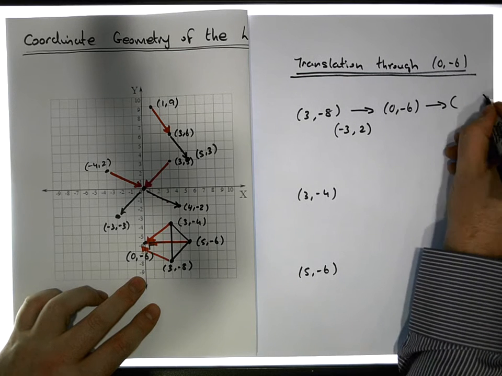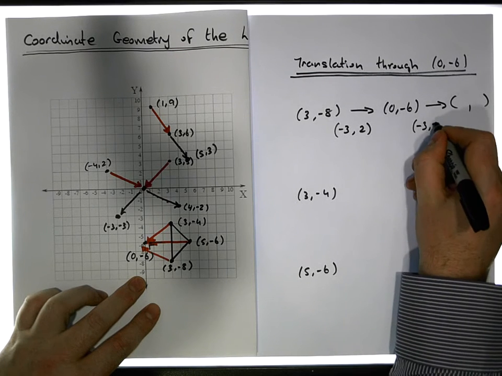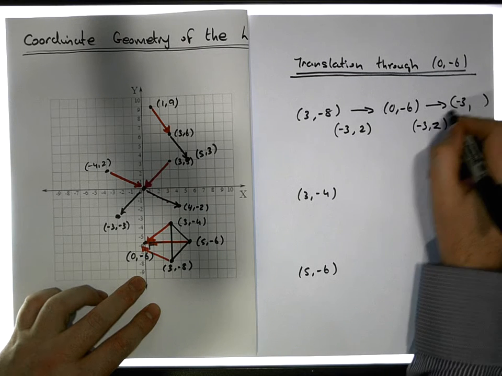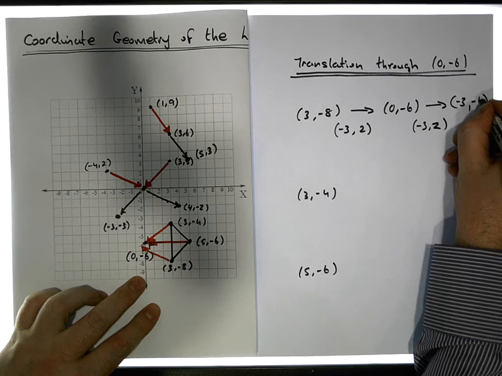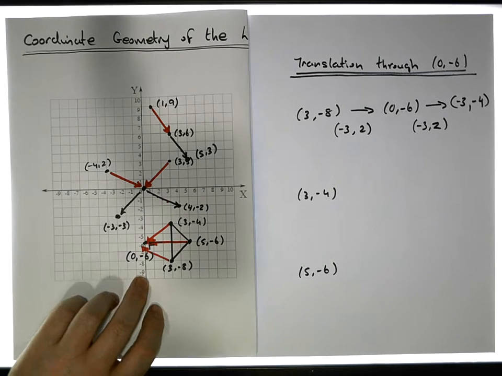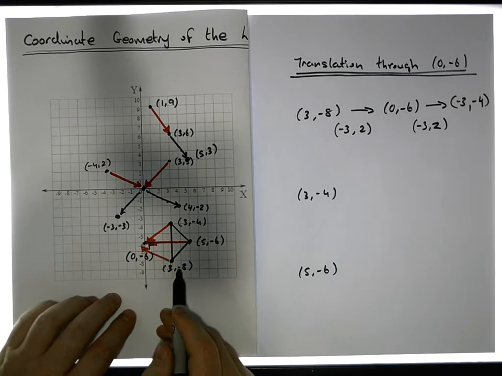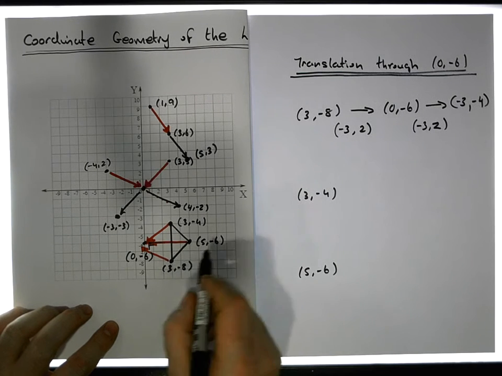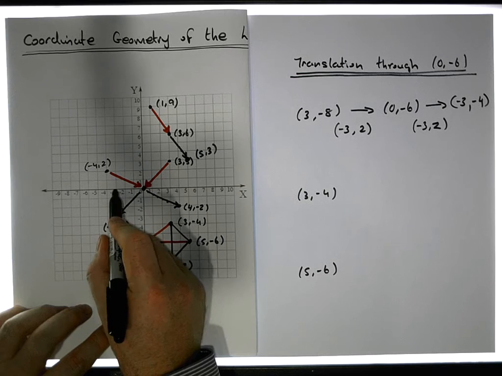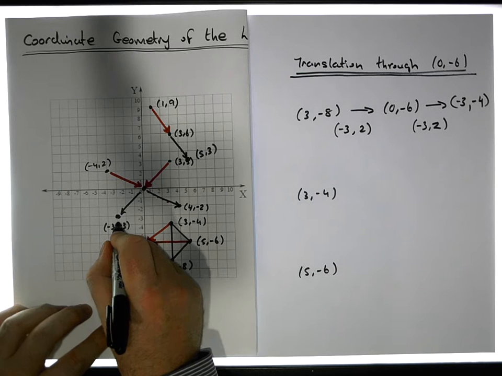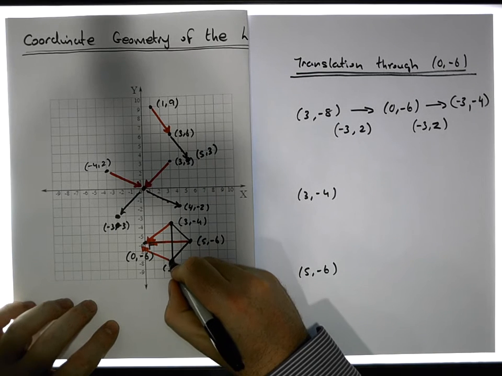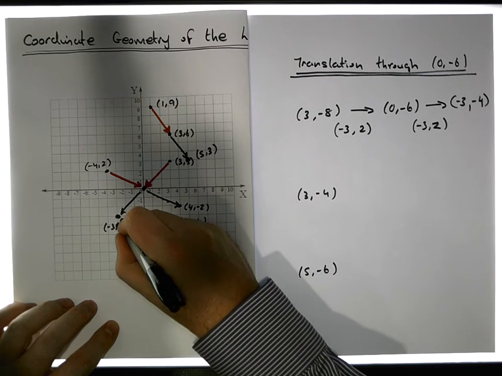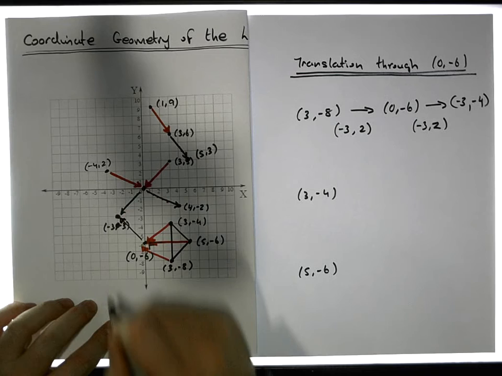So the image, by adding on these, -3 and +2, is going to be 0 plus -3 gives us -3. -6 plus 2 gives us -4. So that's where (3, -8) goes to. So (3, -8) goes to (-3, -4). (-3, -4) is here as a point. So you can actually see what's happening is that it's going in here, and it's coming out here to be our first point.